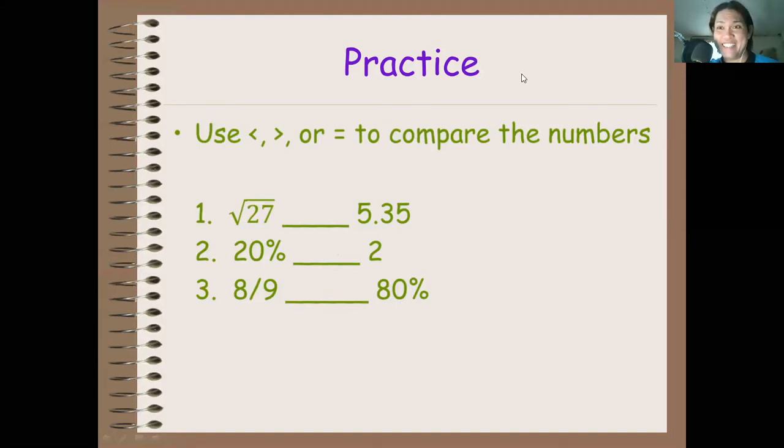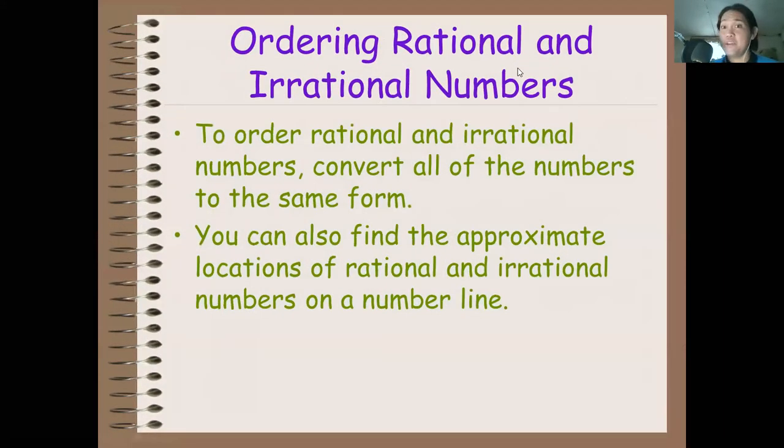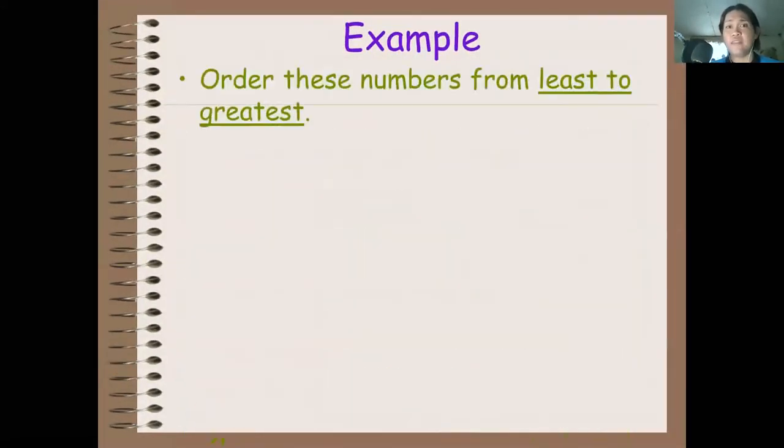So very easy, right? You don't need to do a lot of math here. So now let's go to the next, ordering rational and irrational numbers. To order rational and irrational numbers, convert all of the numbers to the same form. It's up to you. You just convert them to the same form so that it will be easier for you to order them. And you can also find the approximate locations of rational and irrational numbers on a number line. So to do this, let's have an example.